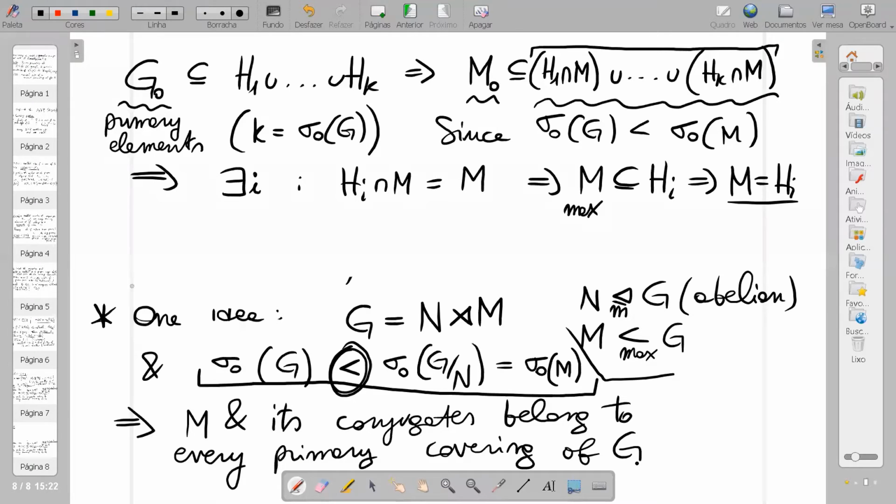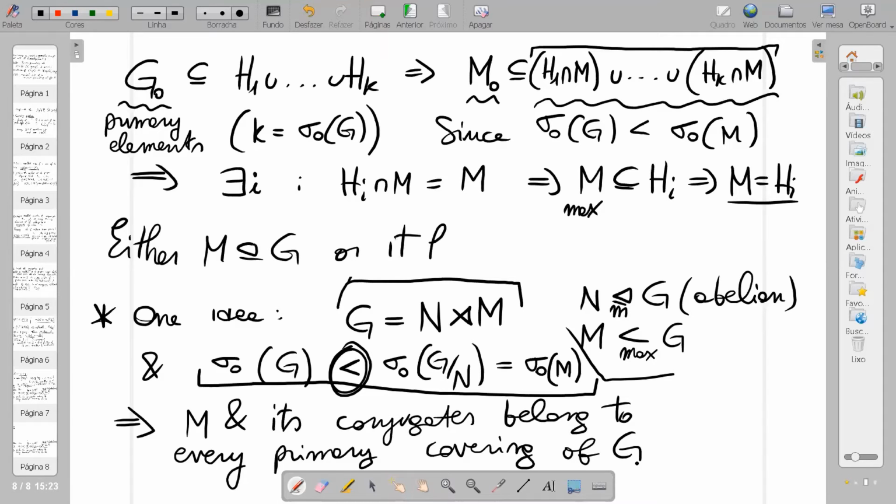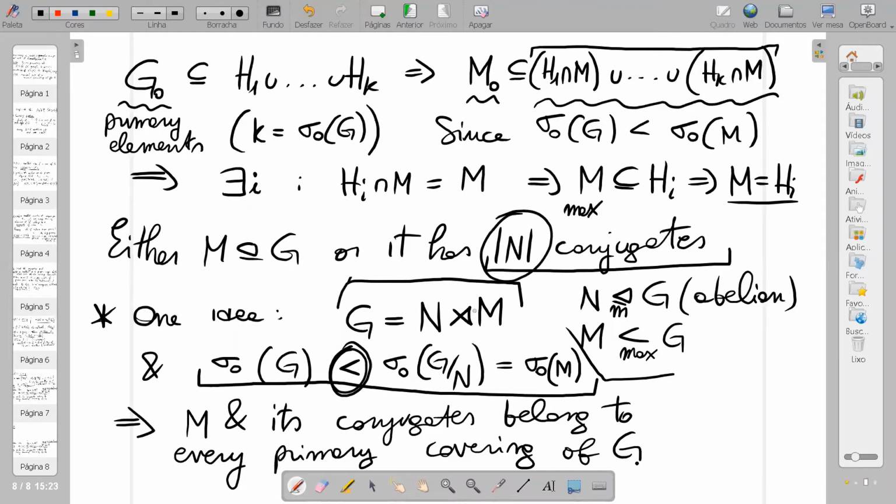And usually the number of conjugates depends. In such a situation, it could be that M is normal in G. This is one case, but if it's not, then the number of conjugates is the order of G over the order of N. Either M is normal, or it has that many conjugates in G. And all of them are inside the primary covering.